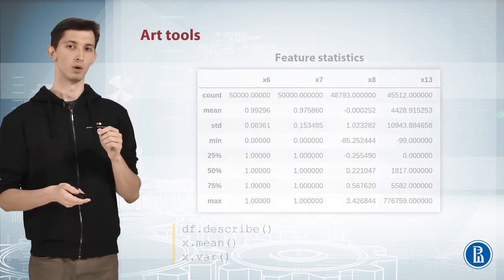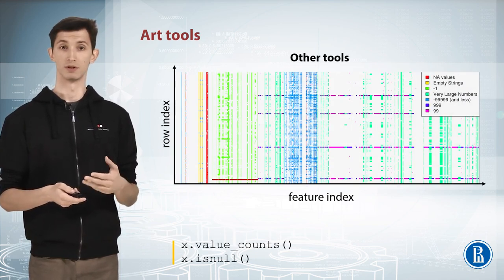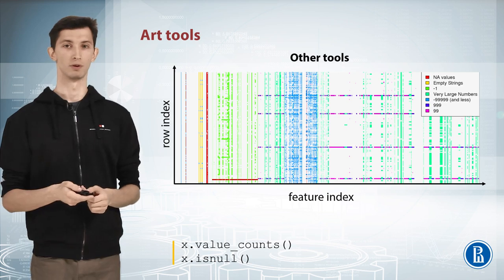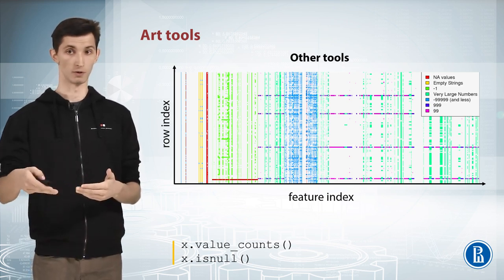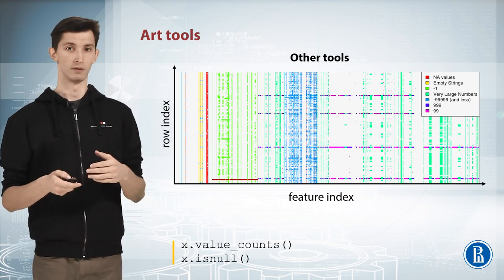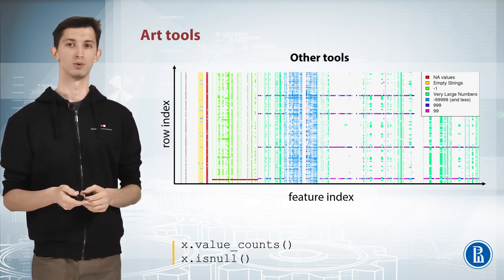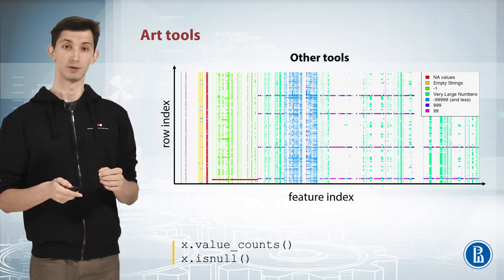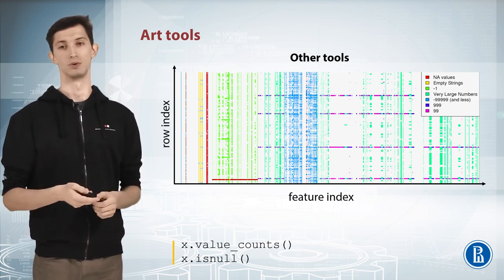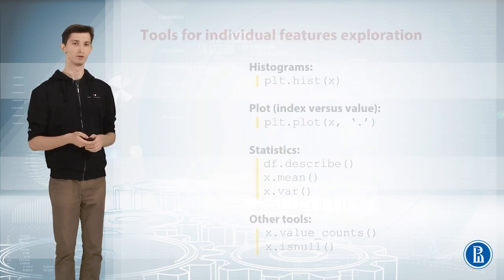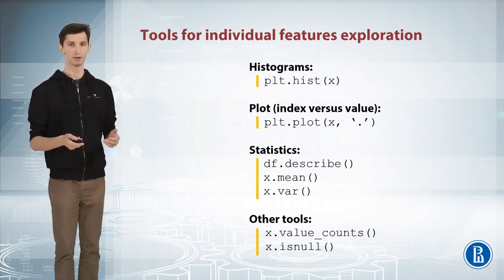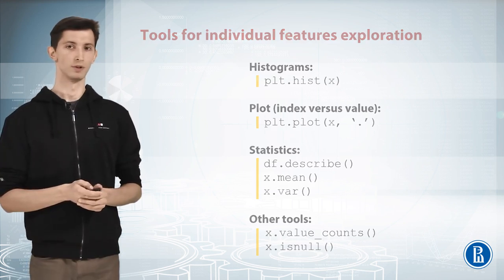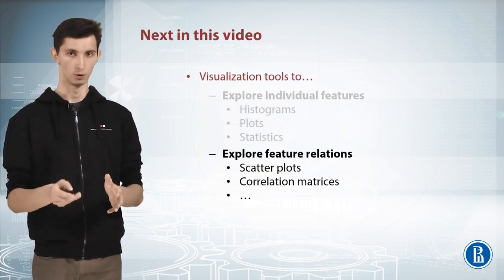And finally, as we already discussed in the previous video, there is the value counts function to examine the number of occurrences of distinct feature values. And a function isnull, which helps to find missing values in the data. For example, you can visualize null patterns in the data as in the picture you see. So here's the full list of functions we've discussed. Make sure you remember each of them. To this end, we've discussed visualizations for individual features.